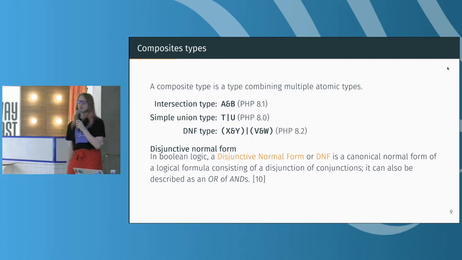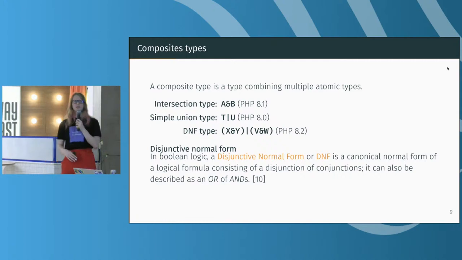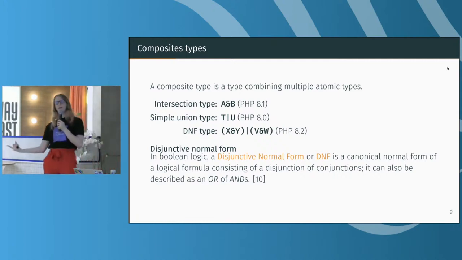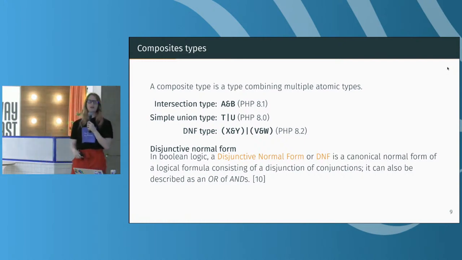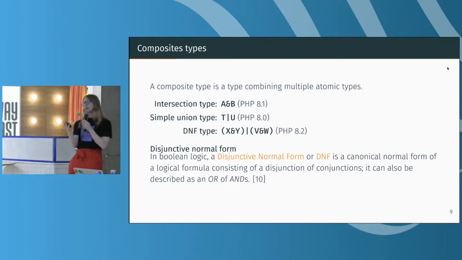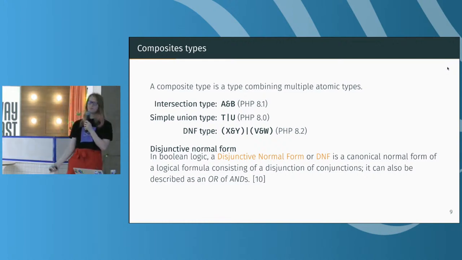So, composite types. Composite types combine multiple atomic types together. I'll start with intersection types, which exist since 8.1, which say I want something of type A and of type B at the same time. A simple union type, which exists since 8.0, is I want something of type T or of type U. We had a nullable type since 7.1 with the question mark form, which is basically equivalent to T pipe null.